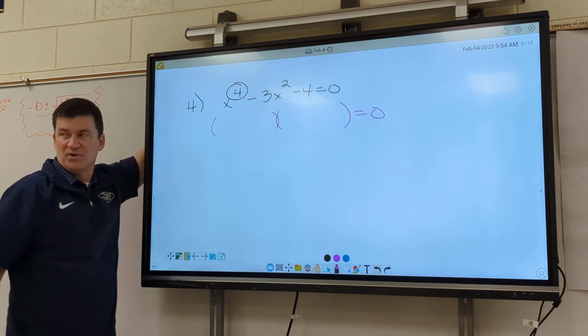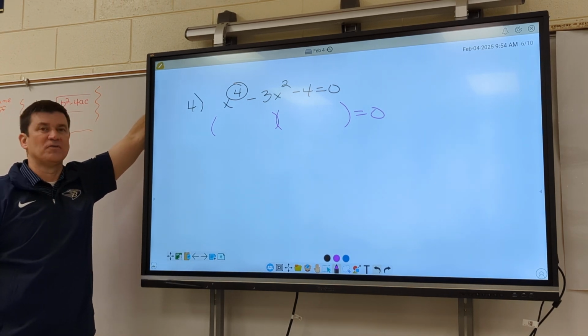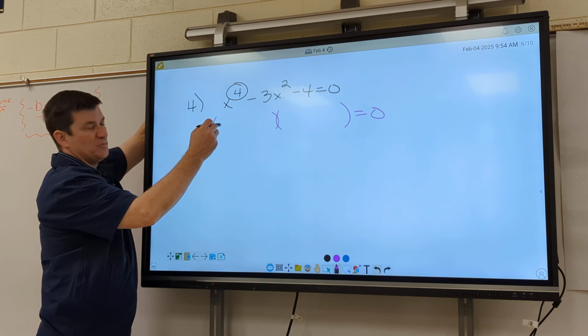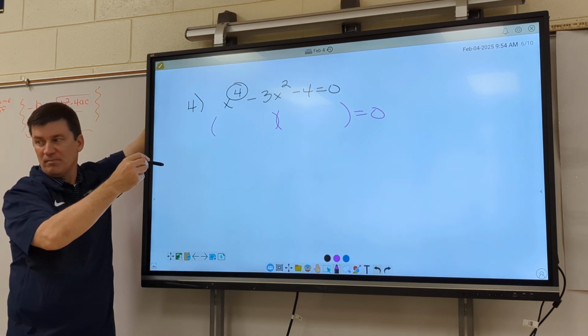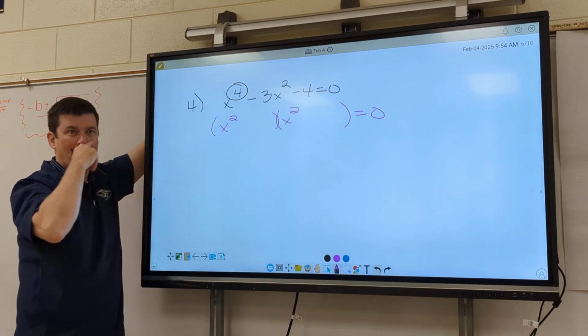This is how we did it yesterday. All right, how did y'all factor out the x to the 4th in the front of the problem? What did we do with that yesterday? Y'all remember? We split it up. x squared, x squared, right?